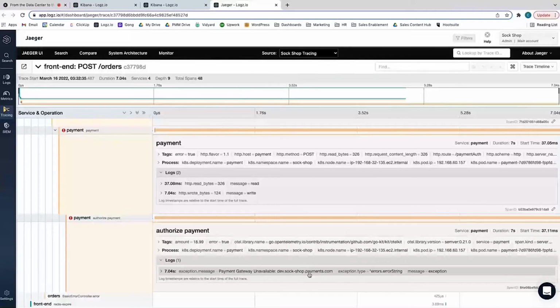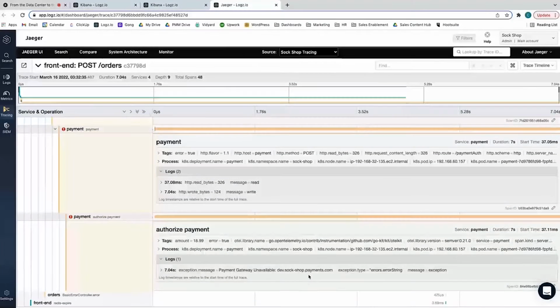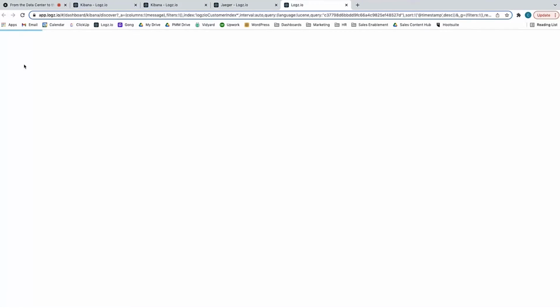But we don't know that this is for sure impacting all of our application requests across the board. So now we're going to validate whether or not this is indeed the main cause of the drop in incoming orders. And to do that, we need our log data. So just like we correlated from our metrics to our traces, hit that button. It's going to correlate from our traces to our logs.